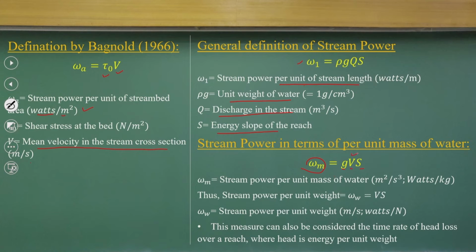V is the velocity, you can consider the mean velocity. S stands for the friction slope, which is considered the energy time rate of head losses over a reach, where head is the energy per unit weight. It tells how much energy loss is happening, as we have the stream power.